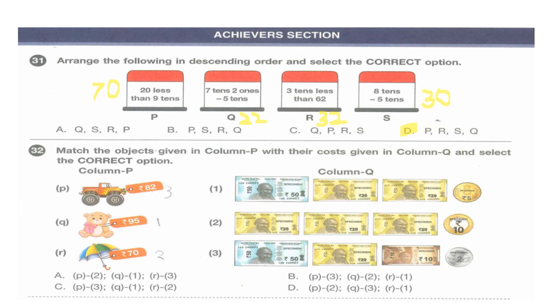1: rupees 50, 20, 20, a rupees 5 coin. 2: rupees 20, 20, 20 and a rupees 10 coin. 3: rupees 50, 20, rupees 10 and rupees 2 coin. So there are options given accordingly. We have to match the column P with column Q and select the correct option.